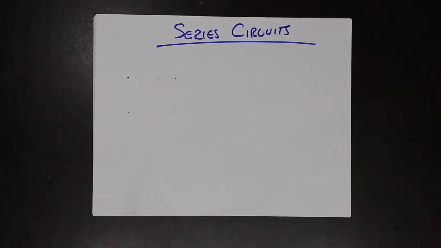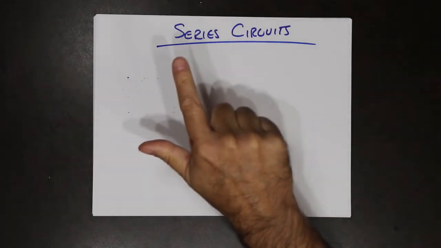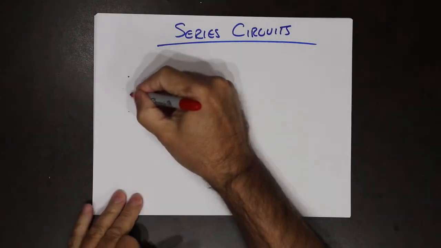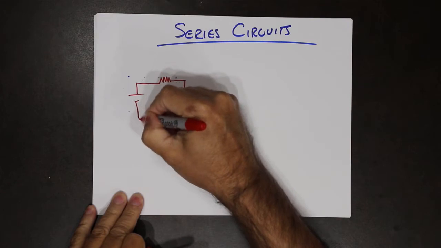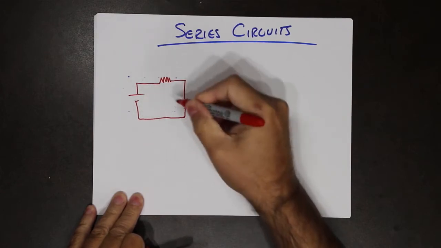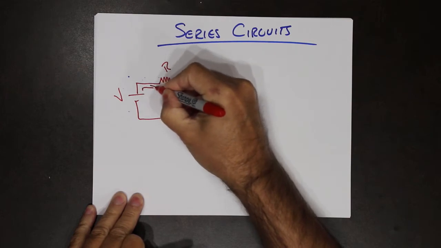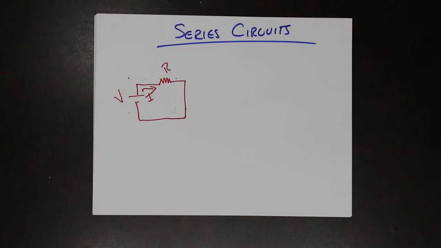So in our previous lecture, what we covered was the basics of current and voltage with regard to a resistor, and we looked at Ohm's law. So we took a single resistor, tied it to a voltage supply, and then we looked at current flowing through that resistor.